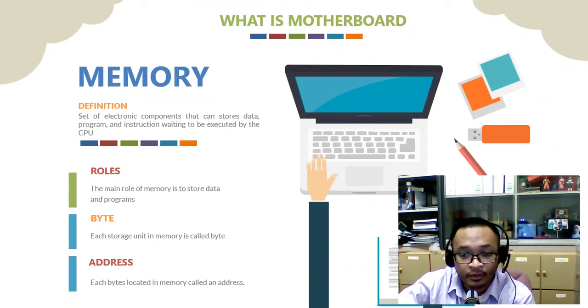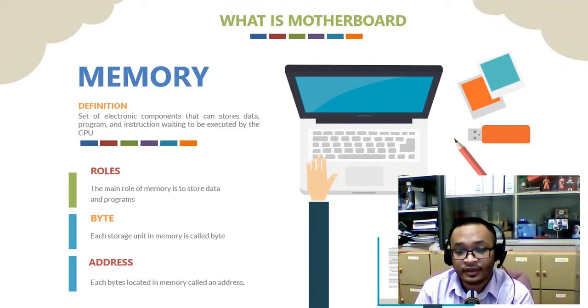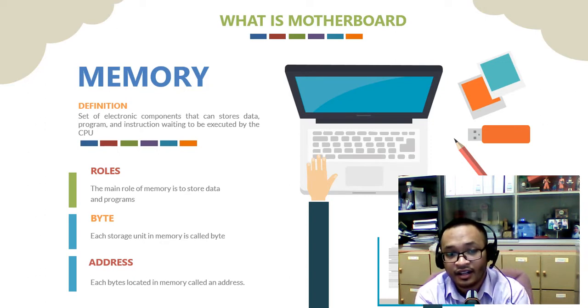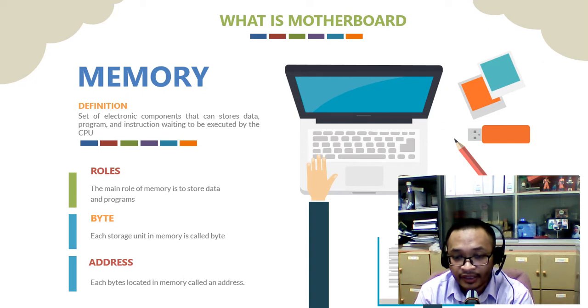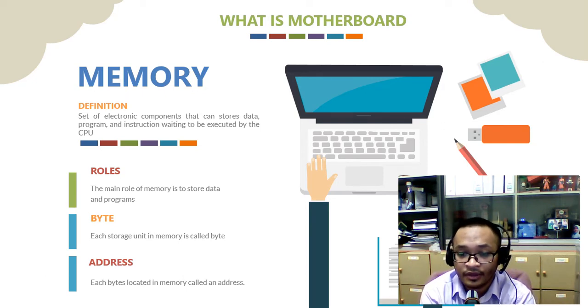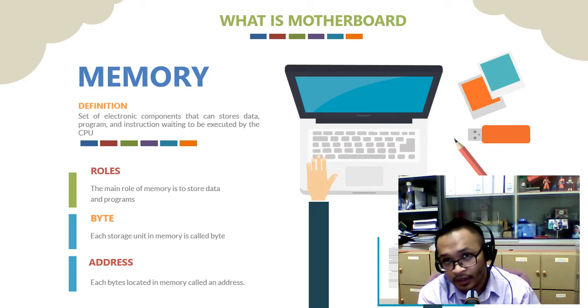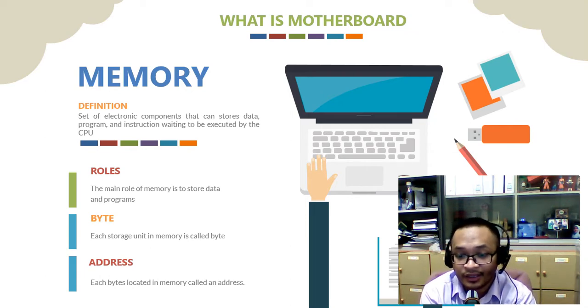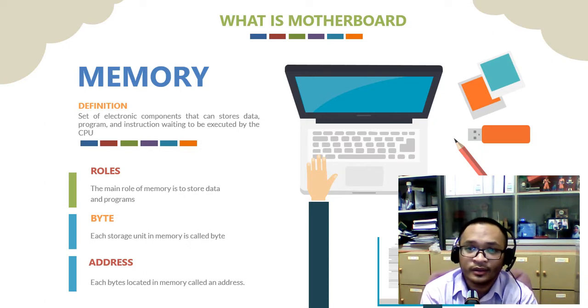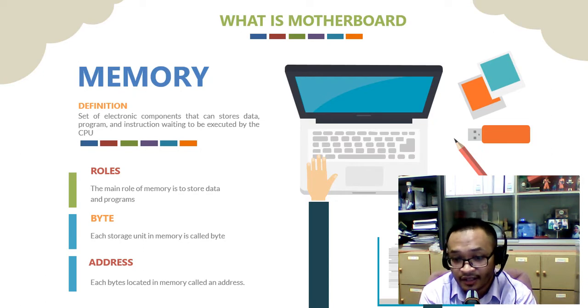So first of all, what is a system memory? System memory is basically an electronic component or device or hardware that can store data, programs, and instructions waiting to be executed by the CPU. Usually the CPU and system memory work together to perform a certain task requested by the user. In order for a user to give an instruction, they will usually produce an interrupt.